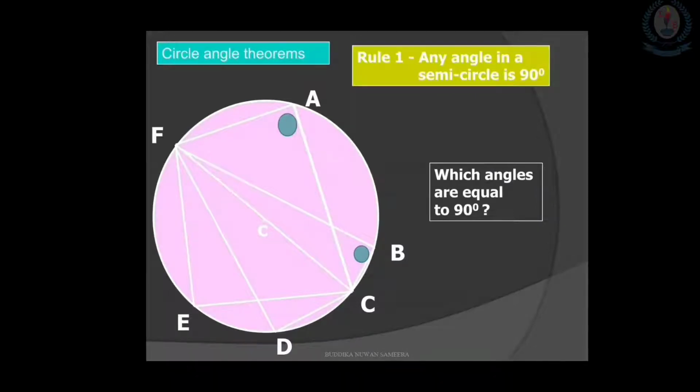Not only A and B, you can see E and D angles also should be 90 degrees because FC is the diameter of the circle, and any angles subtended by FC should be equal to 90 degrees.